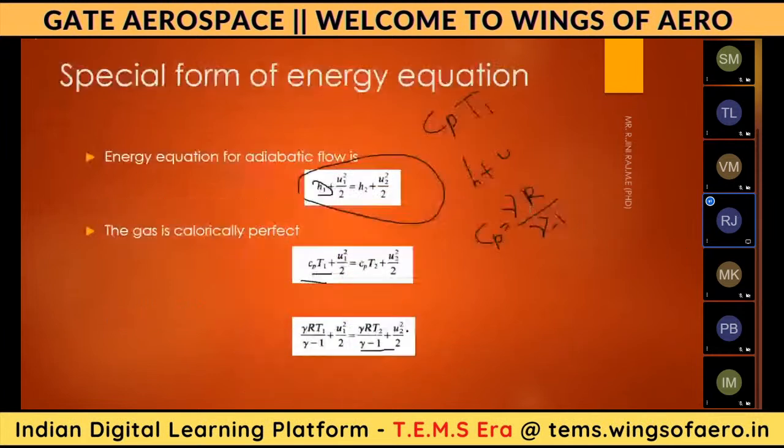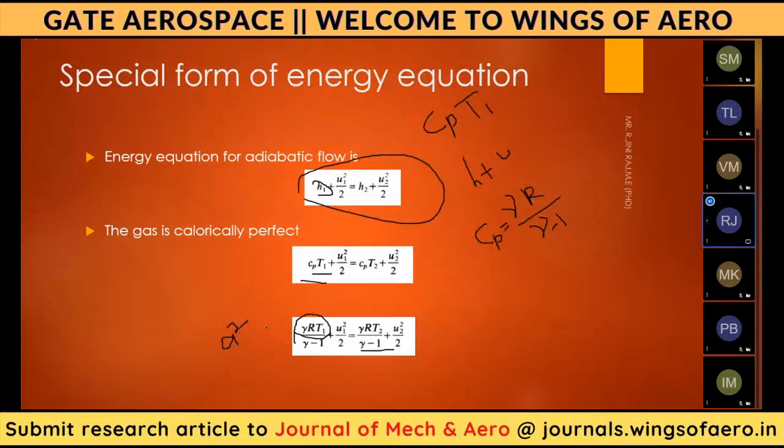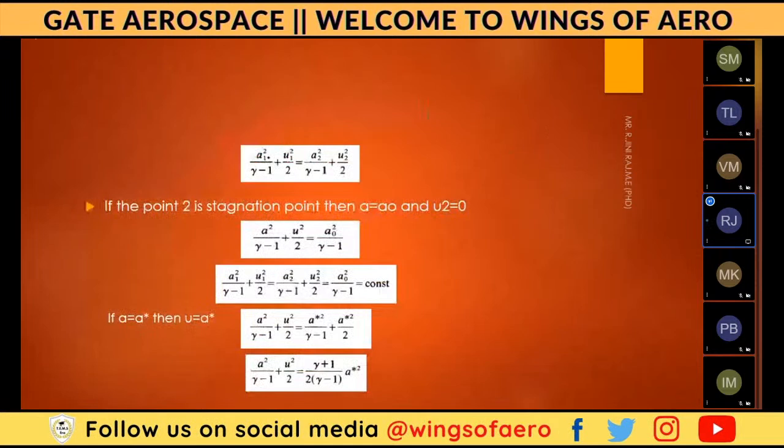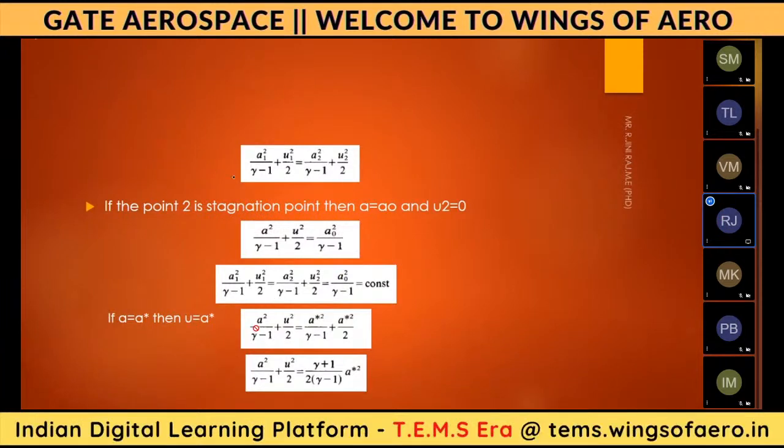We know that gamma RT, we can substitute it as a square. A square equal to gamma RT, so a equal to square root of gamma RT. Therefore, a1 square equal to gamma R T1. So I am substituting here like this: a1 square divided by gamma minus 1 plus u1 square divided by 2 equal to a2 square divided by gamma minus 1 plus u2 square divided by 2.